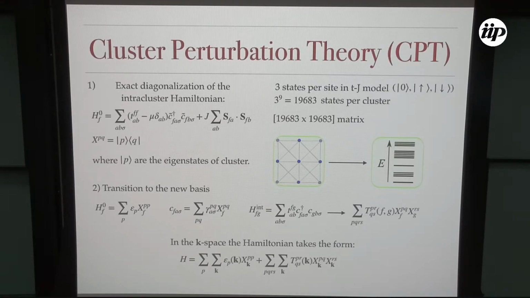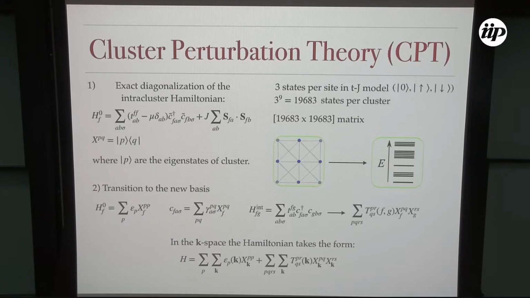We use the cluster perturbation theory to calculate the band structure of this model. The first step is exact diagonalization of the intracluster part. It should be noted that the TG model contains only 3 states per site: empty, electron with spin up, and electron with spin down. However, in the 3 by 3 cluster, we have about 20,000 states per cluster. So the following calculation becomes fully numerical.